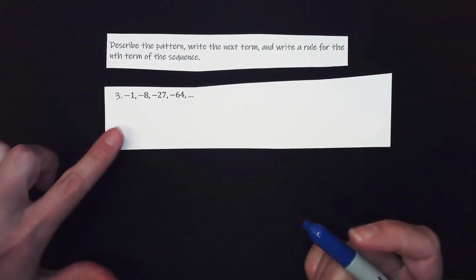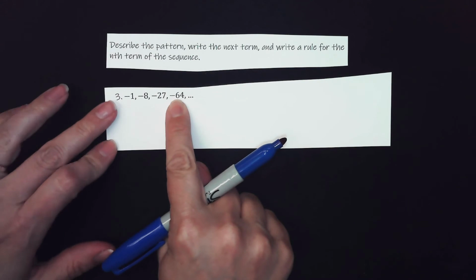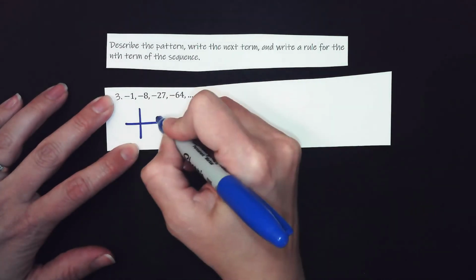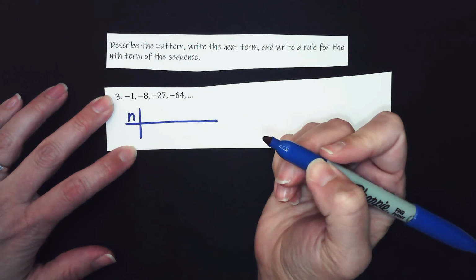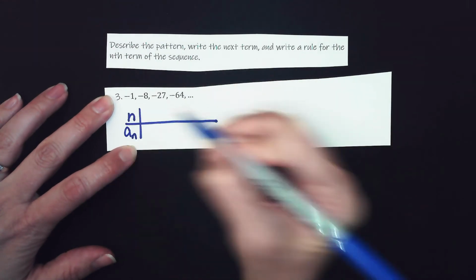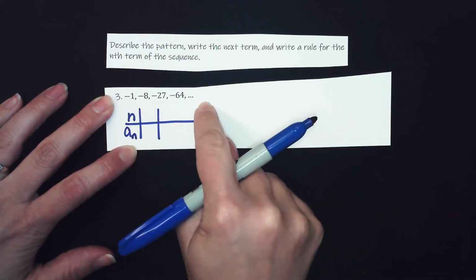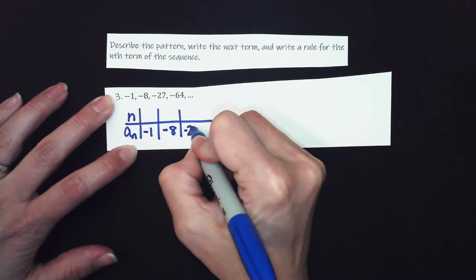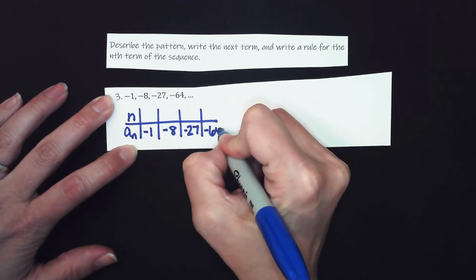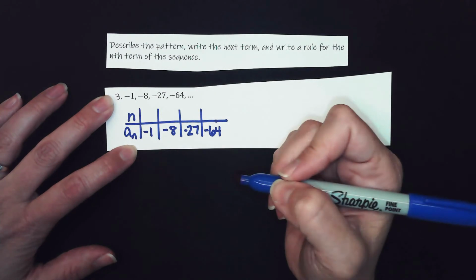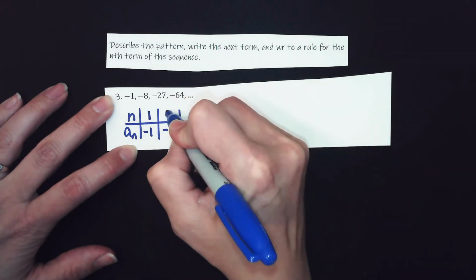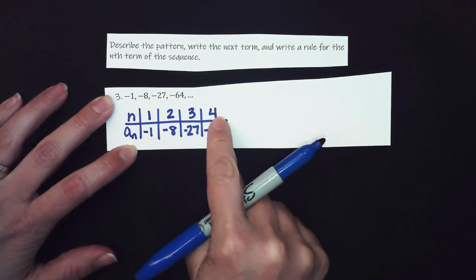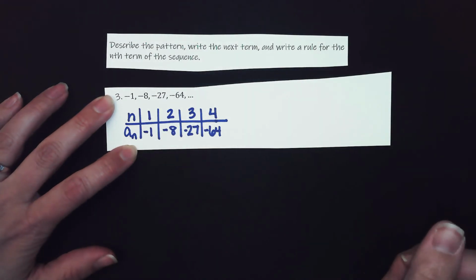So we want to figure out what's going on from one term to the next. What I like to do is draw a little table here, and so my n will be on top, a_n is going to be on the bottom. a_n is the term itself, so -1, -8, -27, and -64. Obviously we keep going, but I don't need to write that much. And n is 1, 2, 3, 4. It's the first term, second term, third term, fourth term. That's what n is.